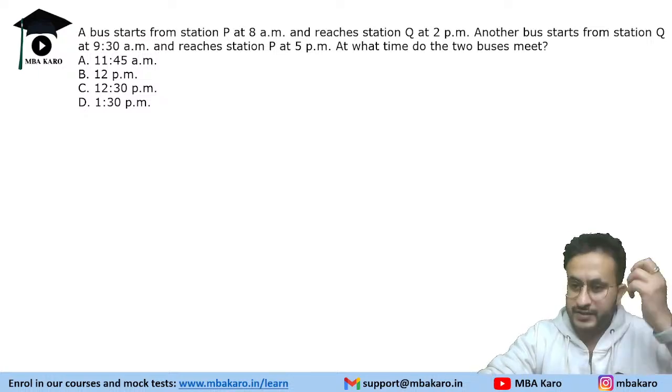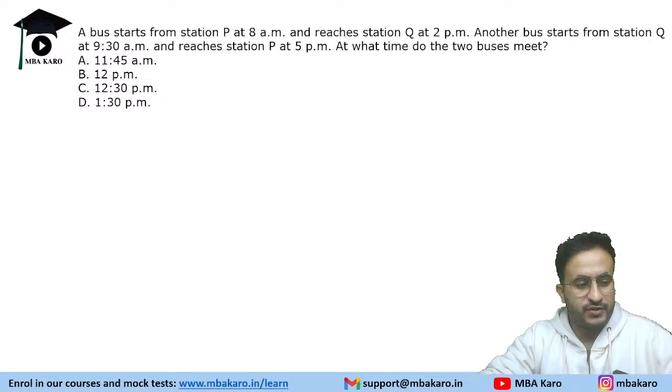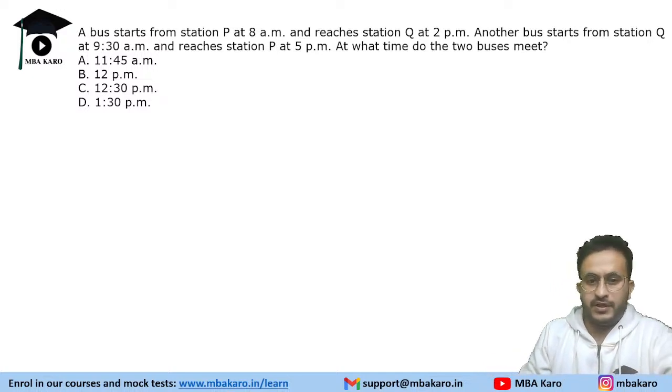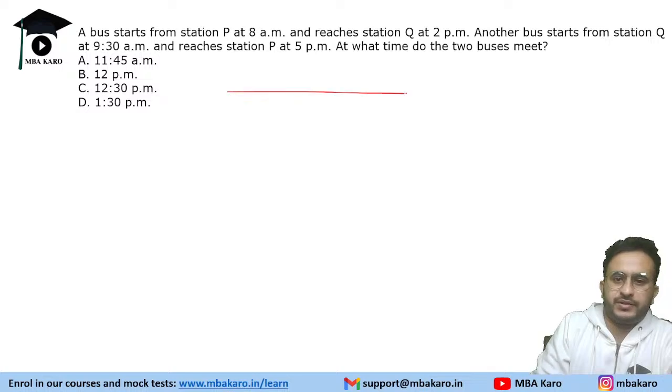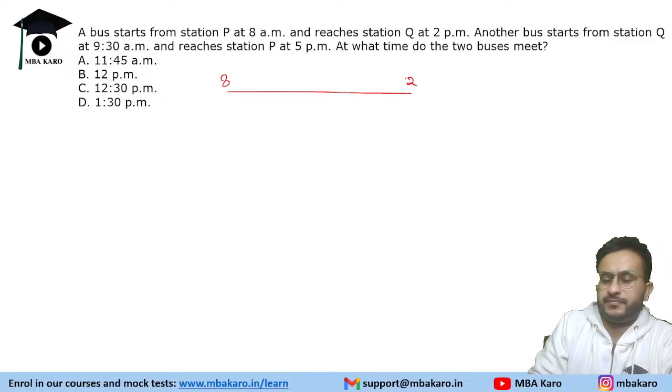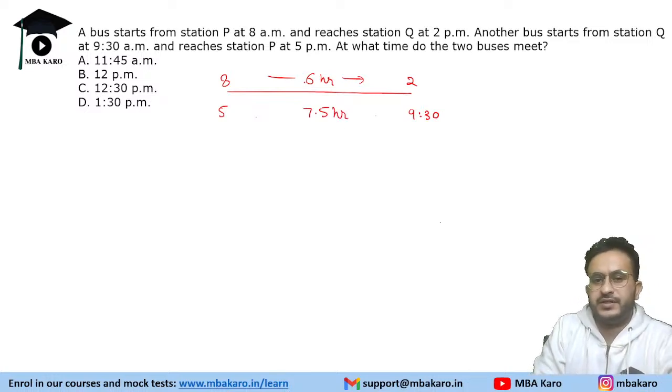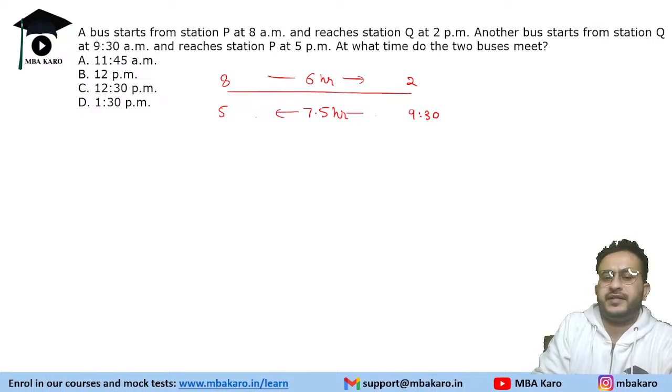Now, in this case, you might wonder that the distance between the places is not given to us. It's a slightly difficult question. The first bus starts at 8 a.m. and reaches at 2 p.m., so what is the duration? 6 hours. And the second starts at 9:30 and reaches at 5 p.m. So what is the difference? 7.5 hours. The time taken is 7.5 hours.